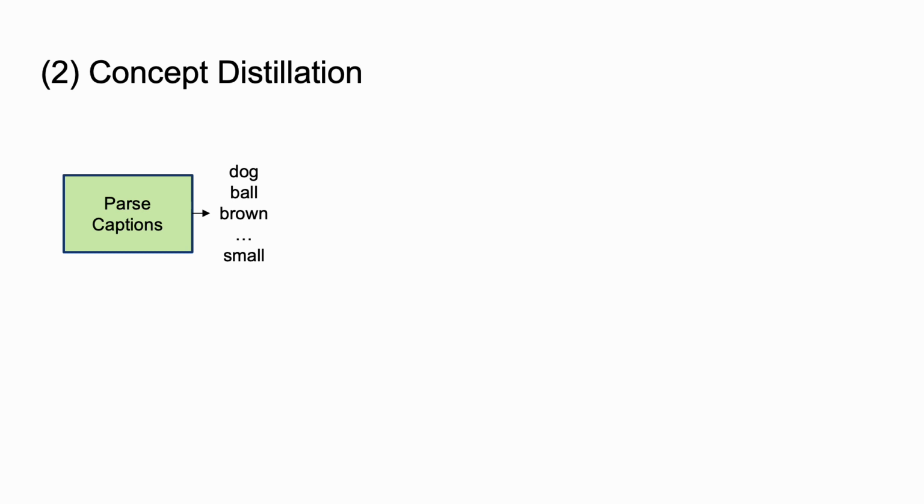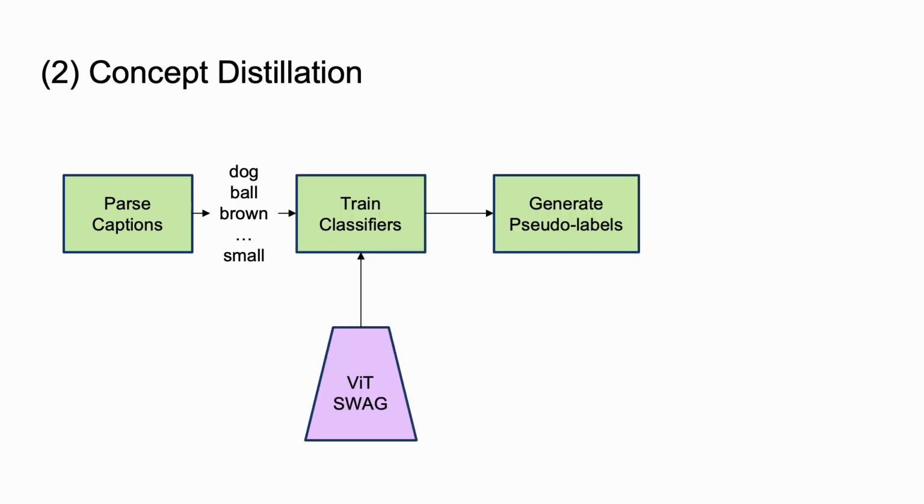We first parse image captions using a semantic parser that extracts objects and attributes from text. Since captions may not have a complete list of objects and attributes present, we train linear classifiers on top of the SWAG model and then generate top-k pseudo labels. It is important in this process to freeze the backbone of the teacher model to make sure we retain the advantages of using a stronger model for distillation.